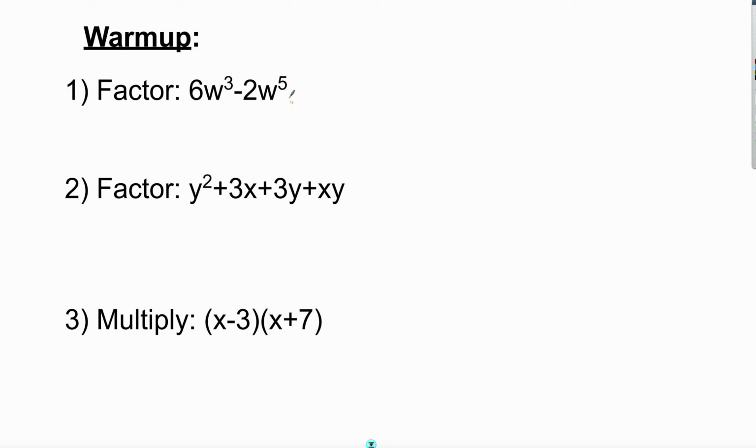So here I would look at these two terms. I would determine that their greatest common factor was 2w to the third. And I would then factor that out. So I would think backwards. I would think 2w to the third times what, or distributed to what, gets me back to here. And that would be 3 minus w squared.